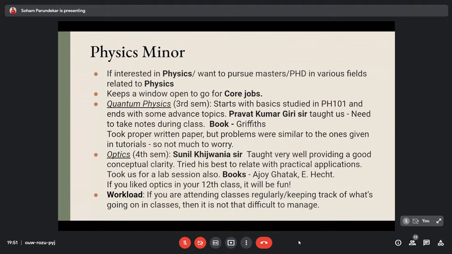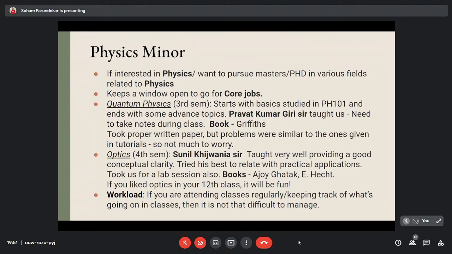And regarding the questions which were asked in the exam, the questions were mainly from the topics he taught in the class. Most of the questions were direct from the content he taught in the class. And for practicing numericals, we were suggested to use the books by Ajoy Ghatak and E. Hecht. And same here in this course also, there were no quizzes, only mid-sem and end-sem exam were there.